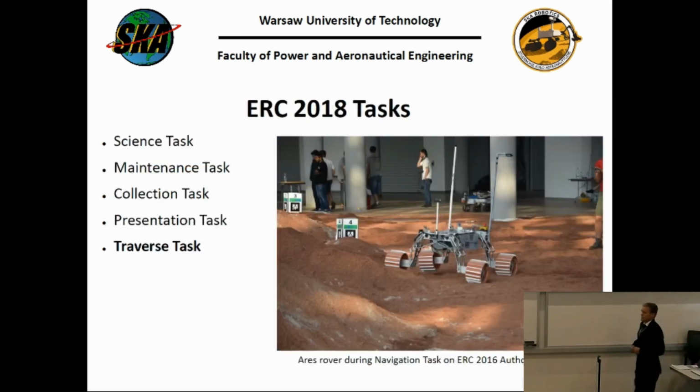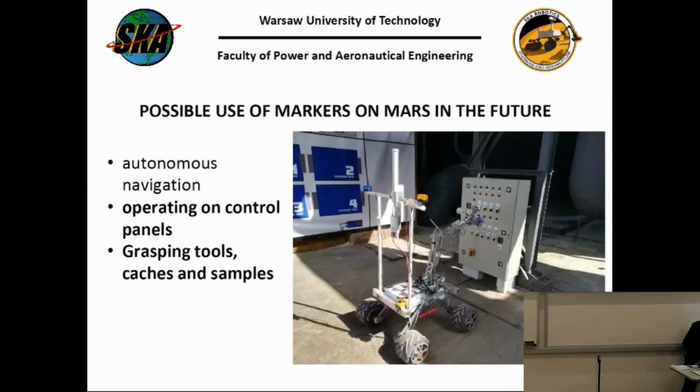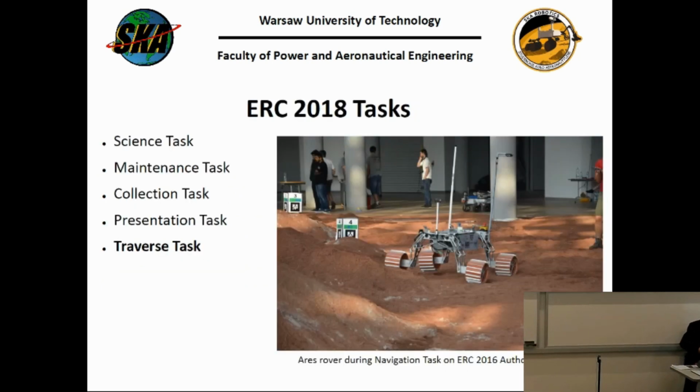And students, teams participating in European Rover Challenge competition already have the opportunity to simulate such a future Mars mission. For example, the maintenance task is a task where the rover has to operate on a control panel that I presented here, and this panel is labeled with such markers.